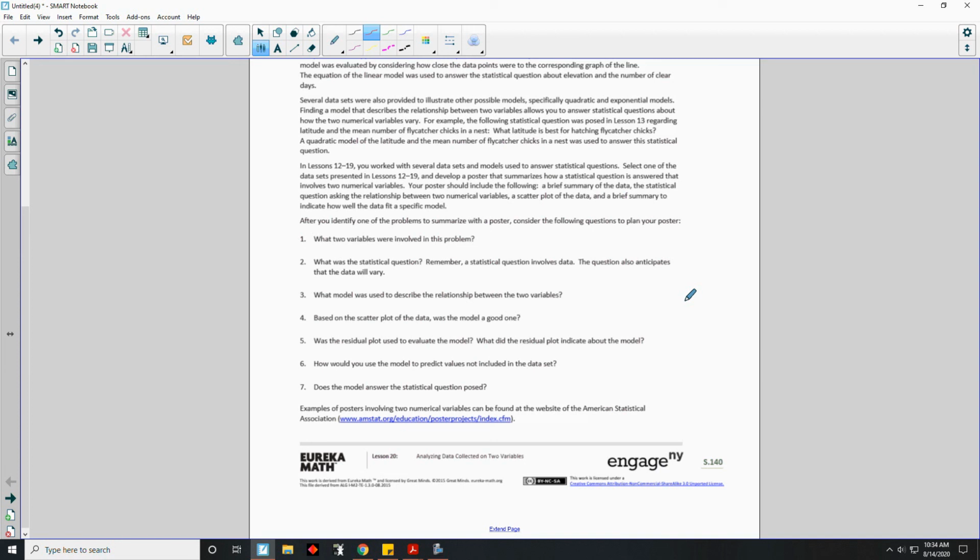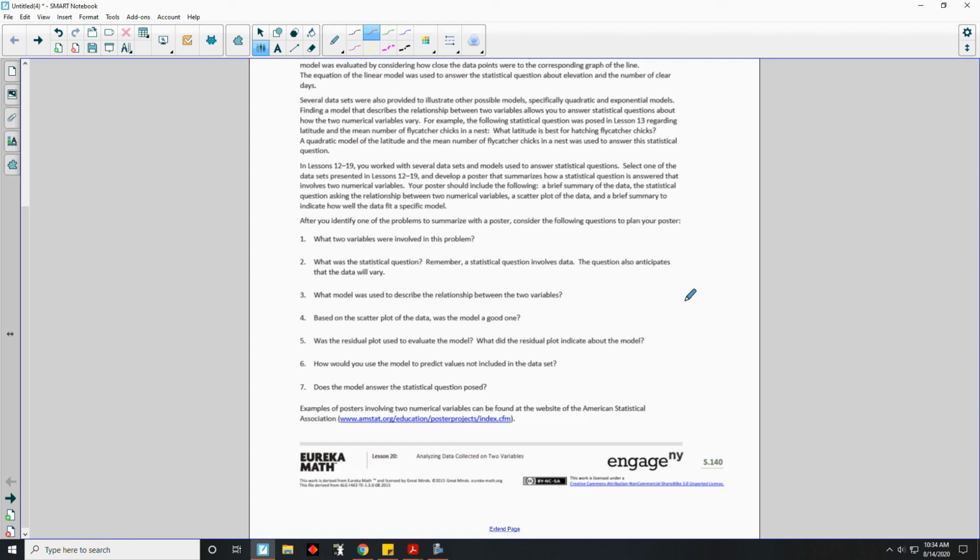3. What model was used to describe the relationship between the two variables? 4. Based on the scatter plot of the data, was the model a good one? 5. Was the residual plot used to evaluate the model? What did the residual plot indicate about the model? 6. How would you use the model to predict values not included in the data set? And 7. Does the model answer the statistical question posed?